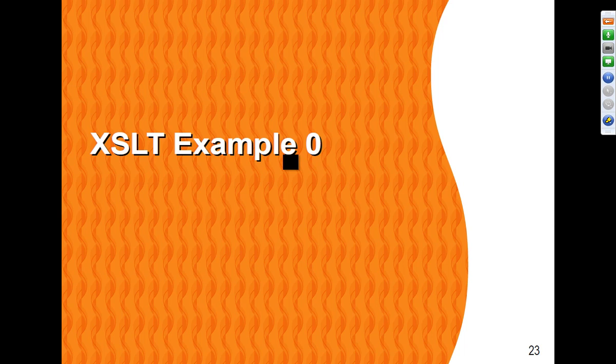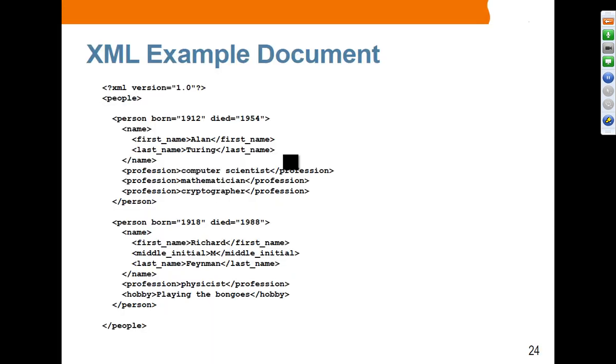All right, so let's actually do example 0. Again, this is the same XML document, the example document that we are going to use as the input document. What we want to do is transform this input document into something else. This is the same XML document we have seen in the previous presentation.